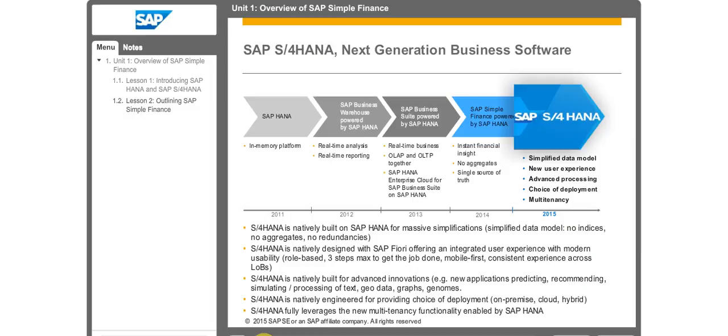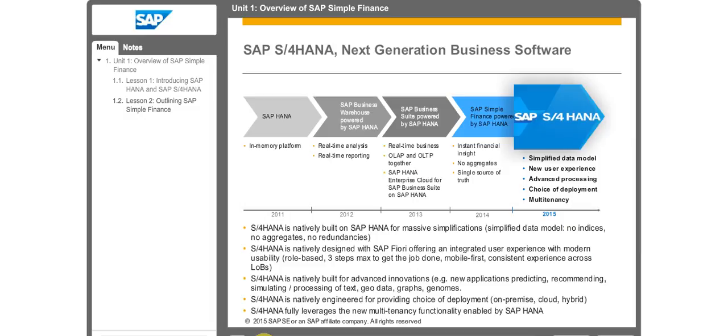SAP HANA Enterprise Cloud for SAP Business Suite on SAP HANA was also introduced in 2013. In 2014, SAP Simple Finance powered by SAP HANA was introduced, giving instant financial insights, removing aggregates, and offering a single source of truth with drastically re-architectured financial core for the Business Suite. In 2015, SAP is introducing SAP S/4HANA, offering a simplified data model, a new user experience, advanced processing, a choice of deployment, and multi-tenancy.